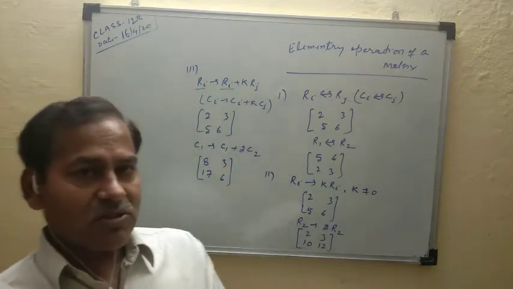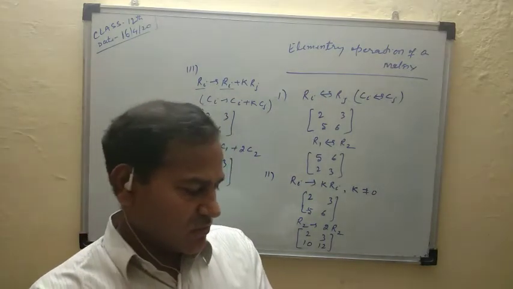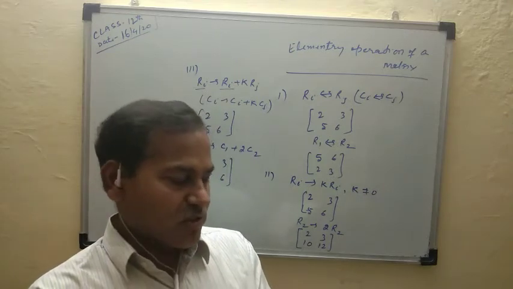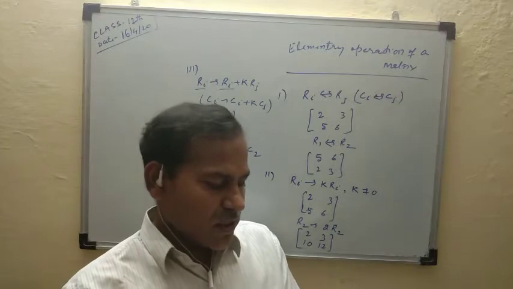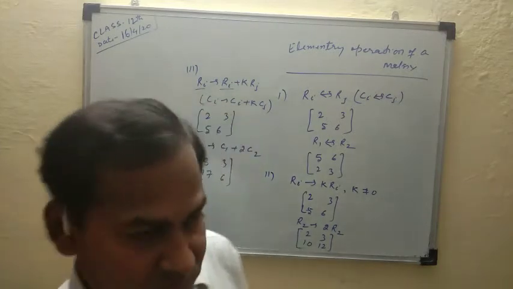So there are only 3 elementary operations. Only 3 operations are used in elementary transformation. Next, invertible matrices.